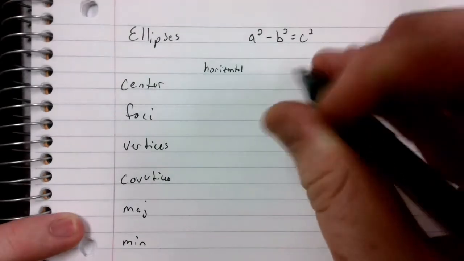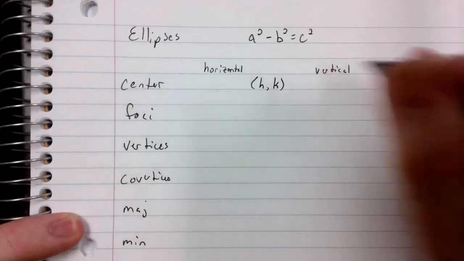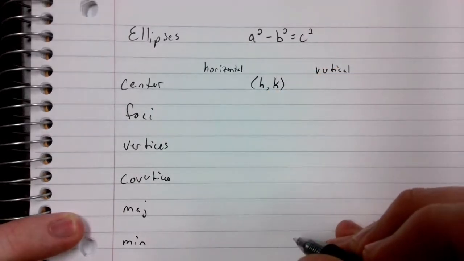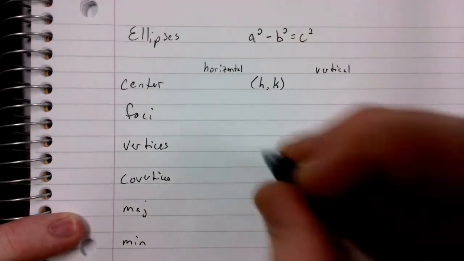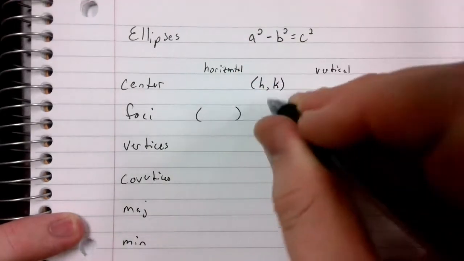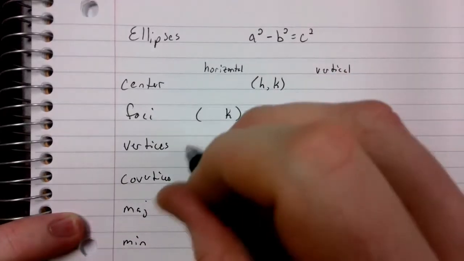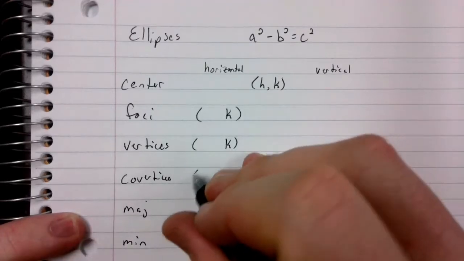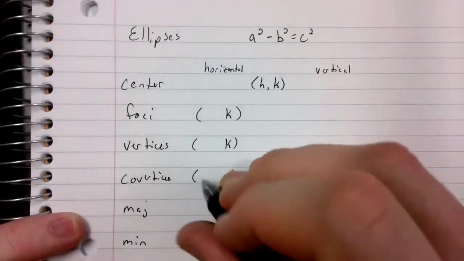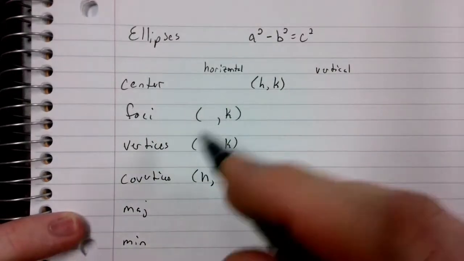Now, the center is going to be the same no matter which one you're looking at, right? It'll always be h comma k. We know that from the equation, just like from a circle. Very easy. Now, if it's horizontally oriented, whatever this number is here, k, is going to be the same number there, and the same number here. And for the co-vertices, whatever number is here for h is going to be the same number here. So this is kind of like my setup of what to expect.